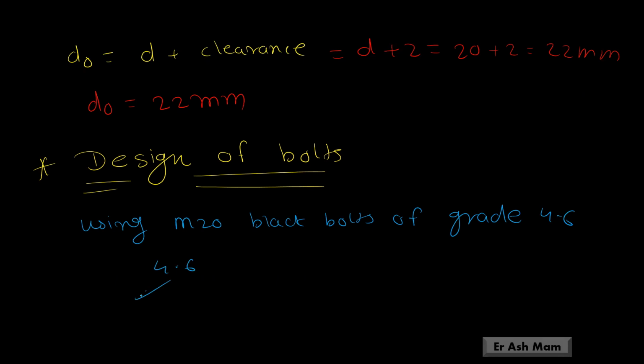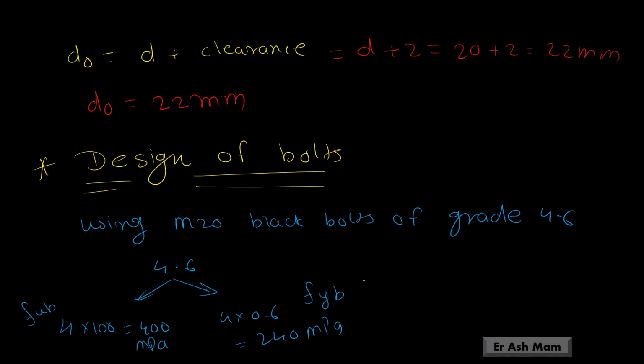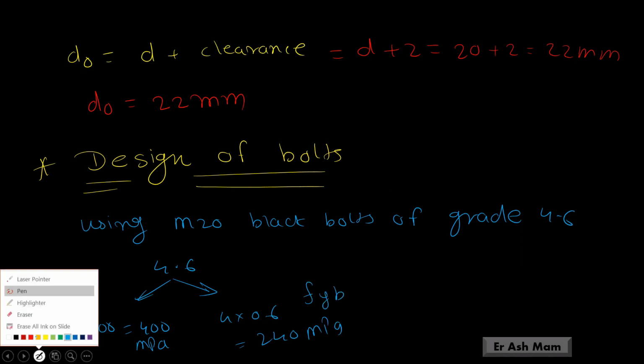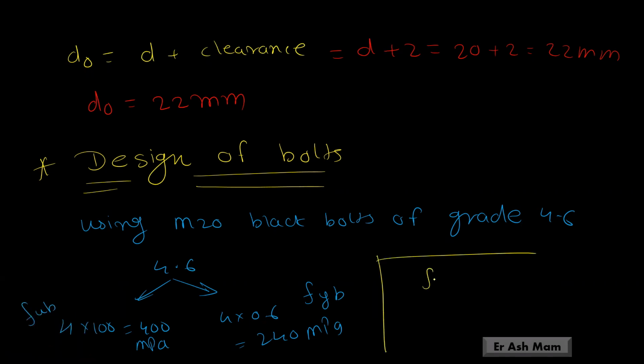In 4.6, 4 indicates 4 into 100 equal to 400, which indicates the ultimate strength of bolt. And 0.6, so 400 into 0.6 is equal to 240 MPa, which indicates the yield strength of bolt. Therefore, ultimate strength of bolt equal to 400 MPa and yield strength of bolt equal to 240 MPa.